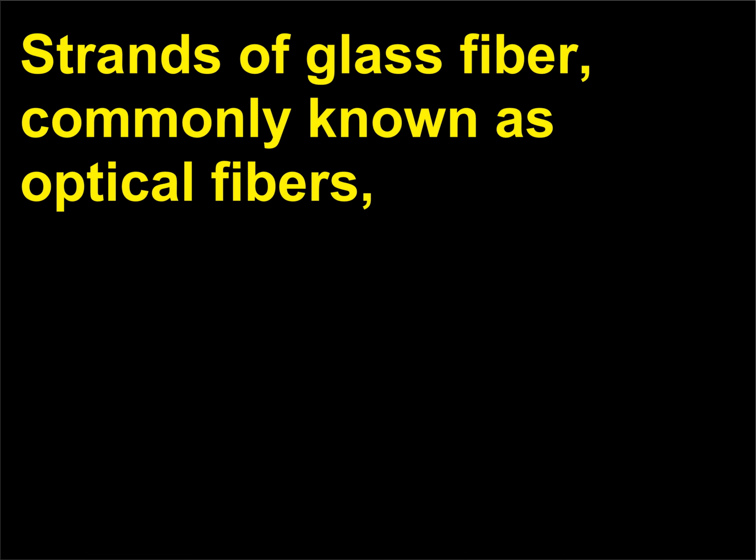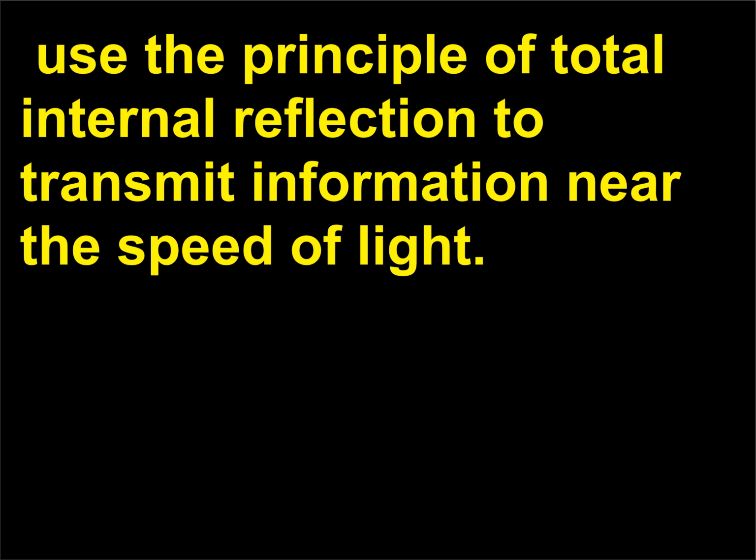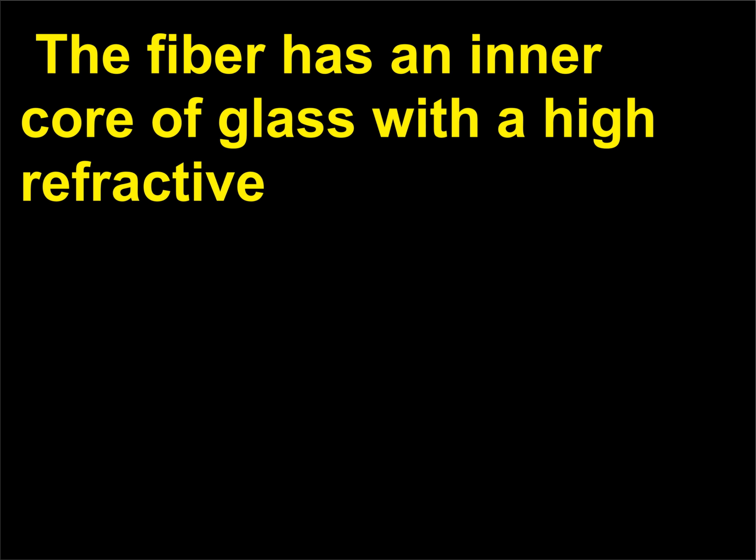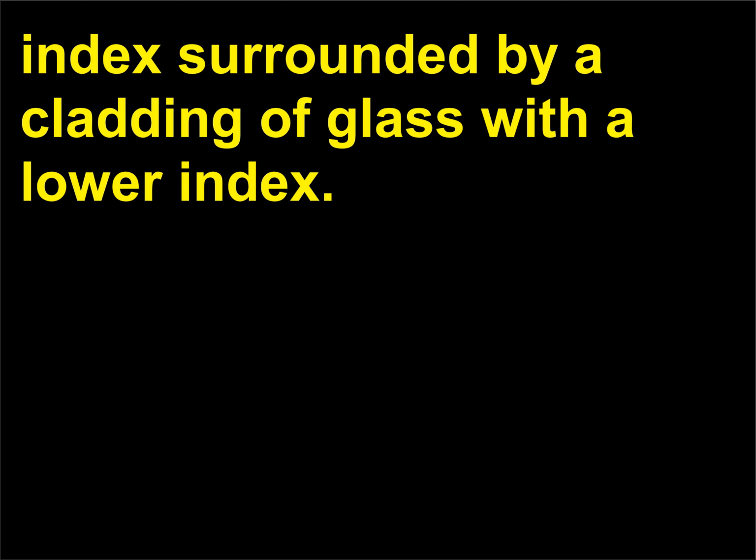Strands of glass fiber, commonly known as optical fibers, use the principle of total internal reflection to transmit information near the speed of light. The fiber has an inner core of glass with a high refractive index surrounded by a cladding of glass with a lower index.